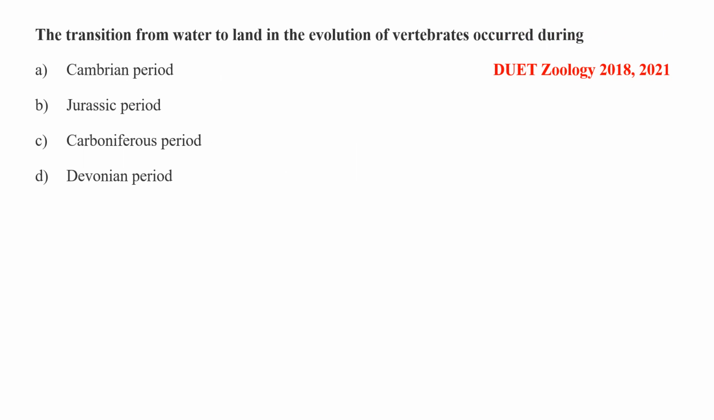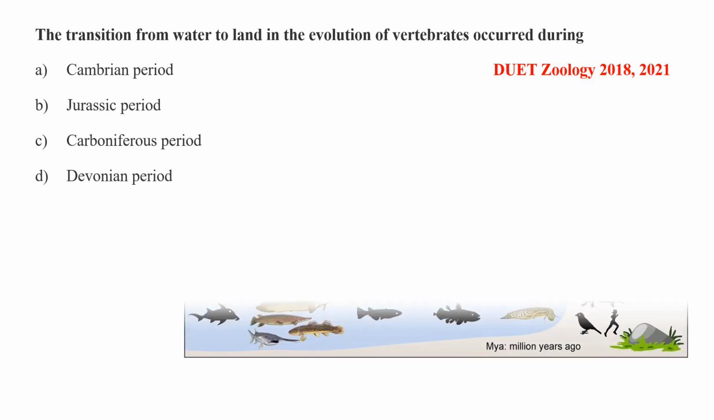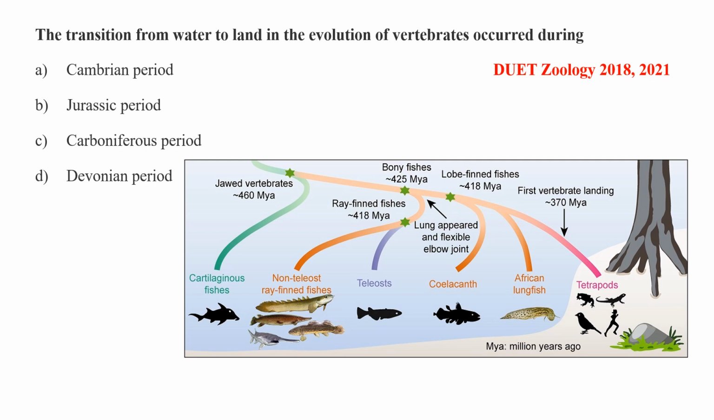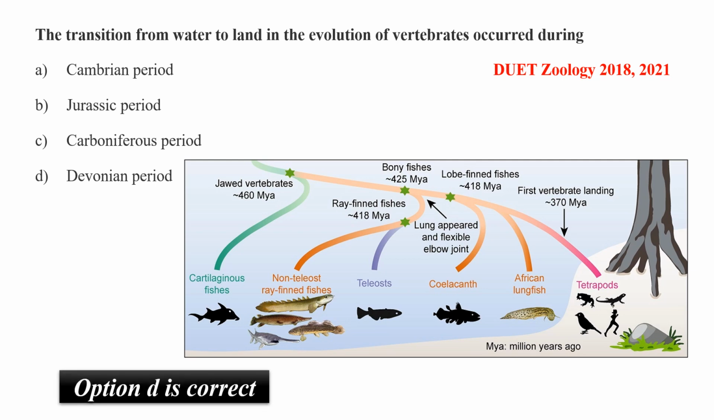The transition from water to land in the evolution of vertebrates occurred during the Cambrian, Jurassic, Carboniferous or Devonian period. As you can see in the diagram, that water to land transition must have occurred almost 400 million years ago, which is the time period of the Devonian. Hence option D would be the correct answer in this case.